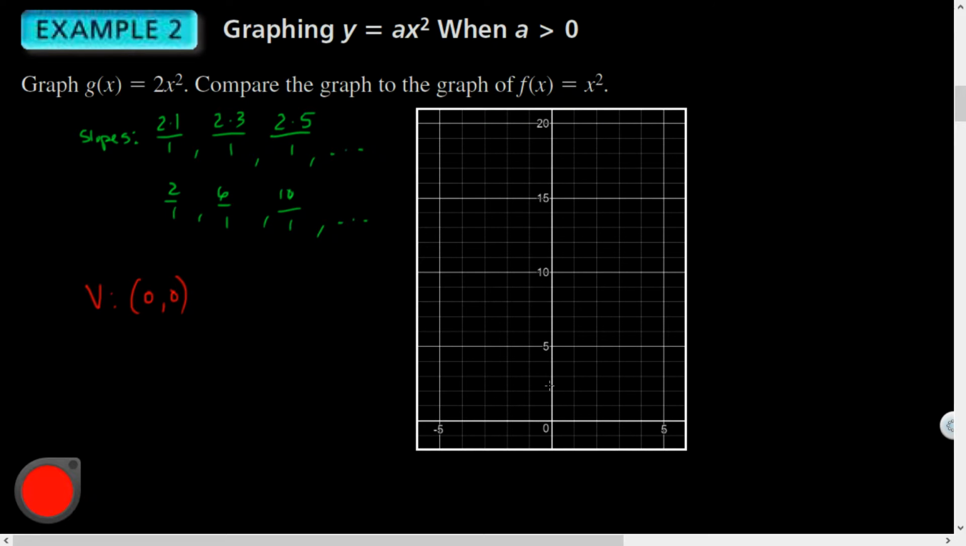0, 0. All right. And then once I know my slopes, I just move by my slopes. So up 2 and over 1, up 6. I lost count already. 1, 2, 3, 4, 5, 6. And over 1, up 10. I think I went up 10 and over 1.